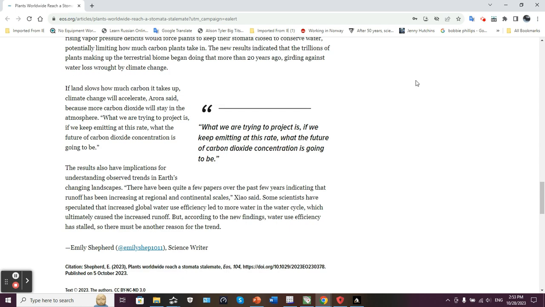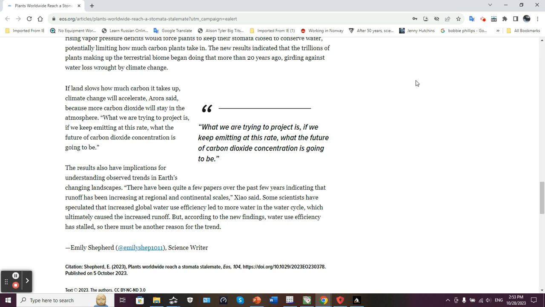If land slows how much carbon it takes up, climate change will accelerate because more carbon dioxide will stay in the atmosphere. What we are trying to project is if we keep emitting at this rate, what the future of CO2 concentration is going to be. The results also have implications for understanding observed trends in Earth's changing landscapes.